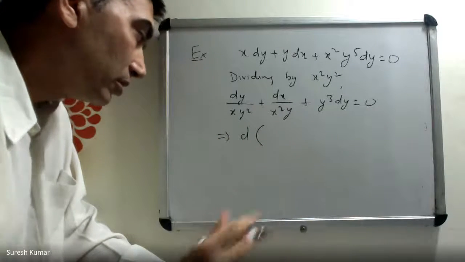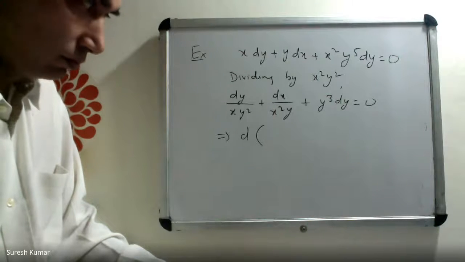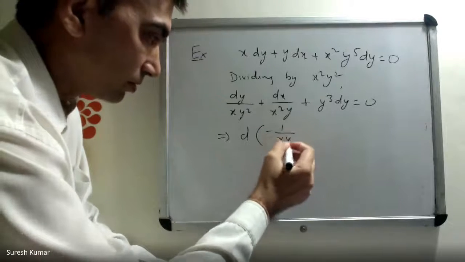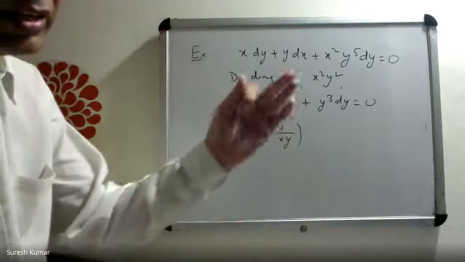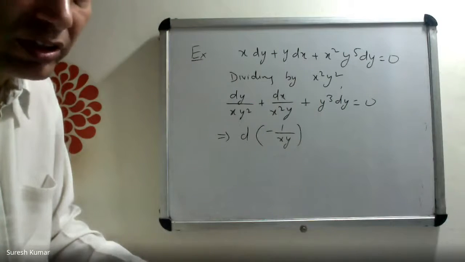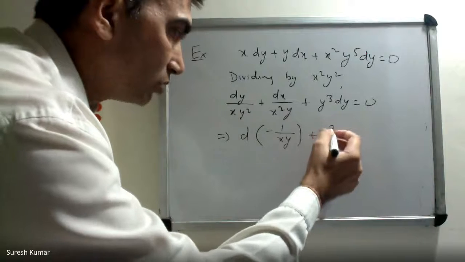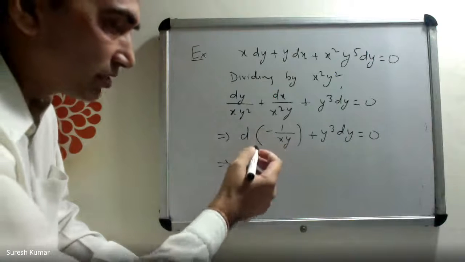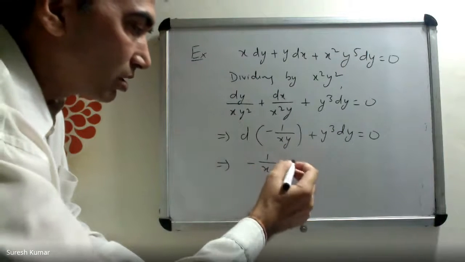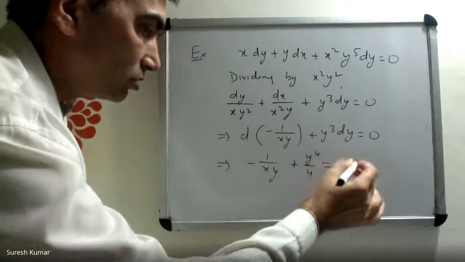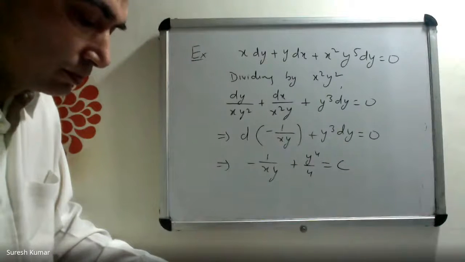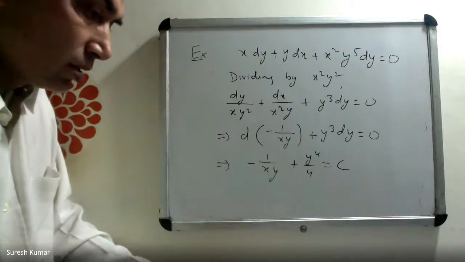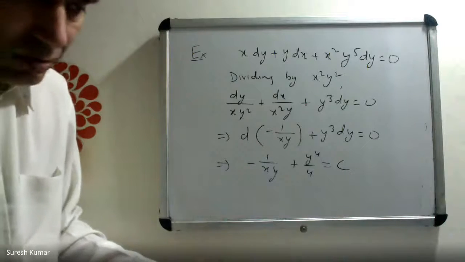Think it and tell me. Minus 1 upon xy. Yes, minus 1 upon xy. Okay, so you see you have done a problem of this kind earlier. That's why you are able to think it. Plus y cube dy. So finally, what is the answer for this problem? Just integrate now. Once you've created exact differential, minus 1 over xy plus y power 4 over 4 equal to c. Okay, let me write another problem. Let's practice some more problems of this type.